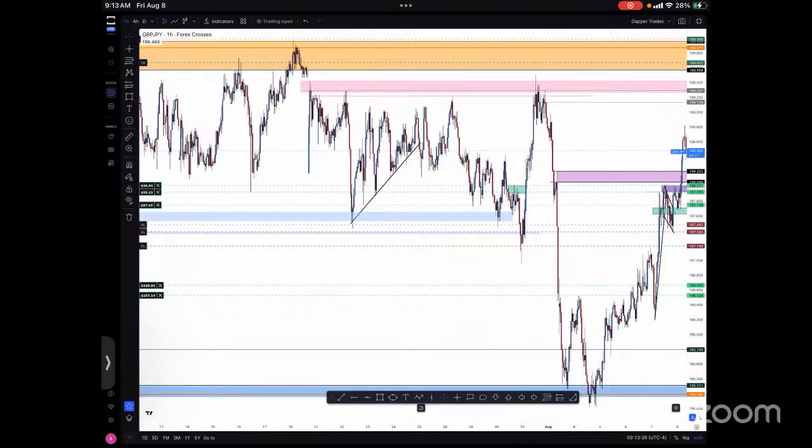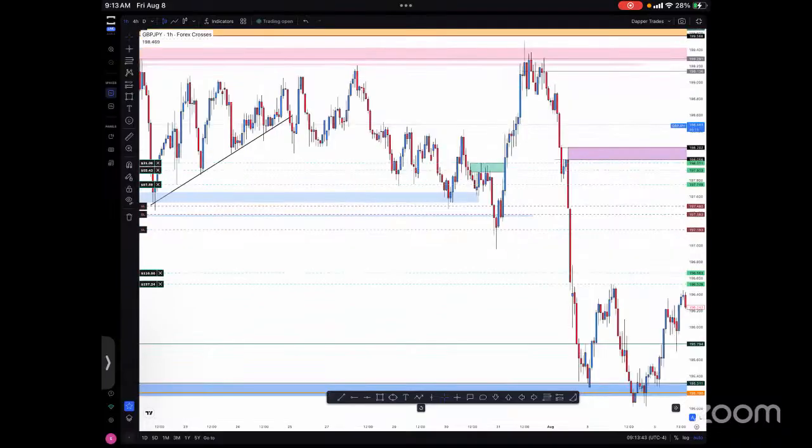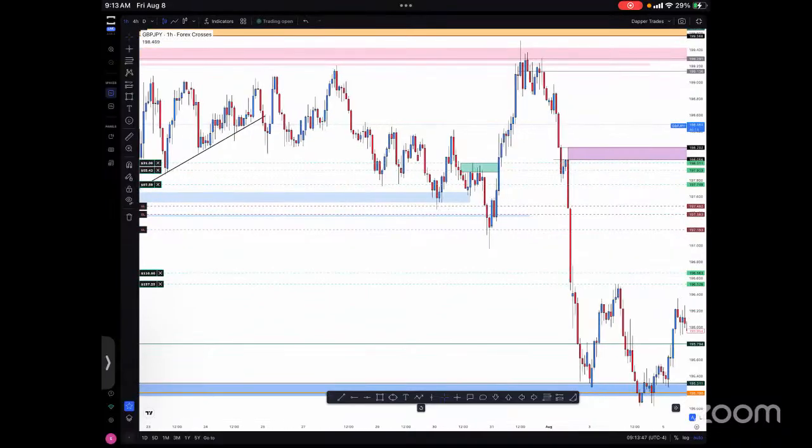So as you guys can see, once we got up over here to where it starts to consolidate, you see how the candles are scrunched together.